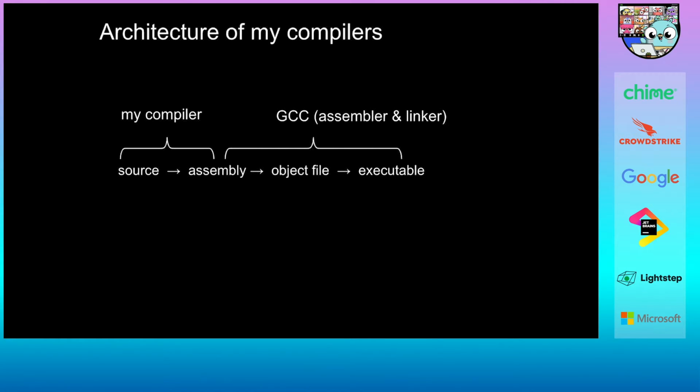The architecture of my compilers looks like this. First, my compiler converts source code into an assembly file, and then I use GCC tools. GNU assembler converts the assembly file into an object file, and then GNU linker converts it into a binary executable file. This architecture is common to all my compilers.